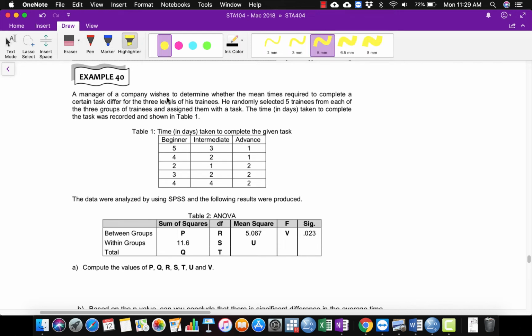A manager of a company wished to determine whether the mean times required to complete certain tasks differ for 3 levels of his trainees. So he randomly selected 5 trainees from each of the 3 groups of trainees and assigned them a task. The time in days taken to complete the task is recorded in table number 1. So day number 1, day number 2, day number 3, day number 4, day number 5. So we have 3 groups: beginner, intermediate, and advanced, right?